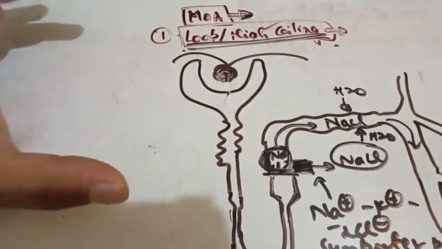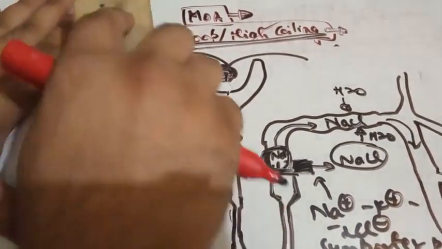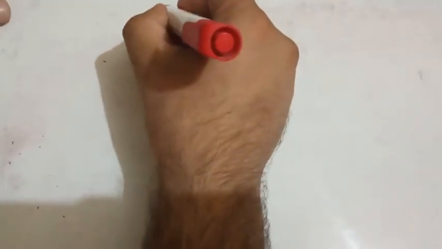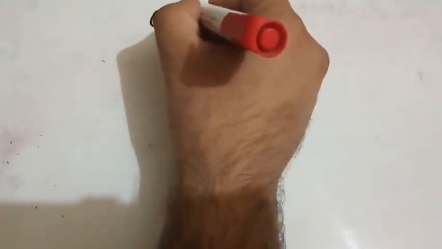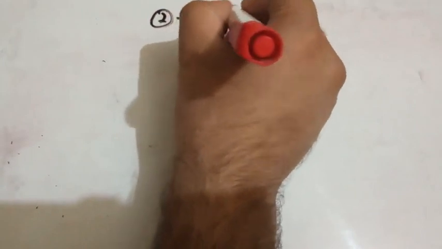Because these are a part of high efficacy diuretics. Now we'll start with the mechanism of action of the second type of diuretics, and these are called thiazides, or we can simply say thiazides.